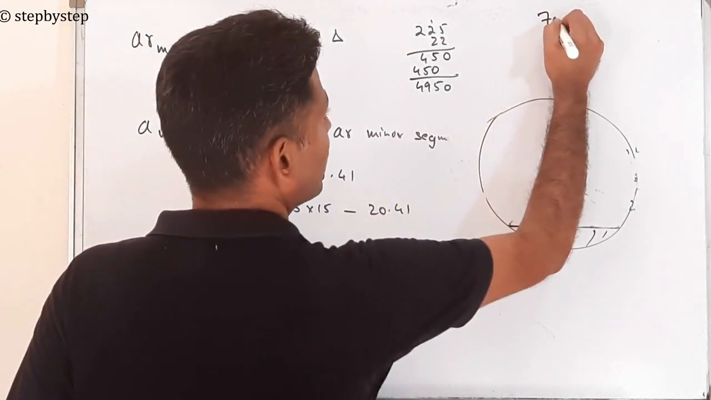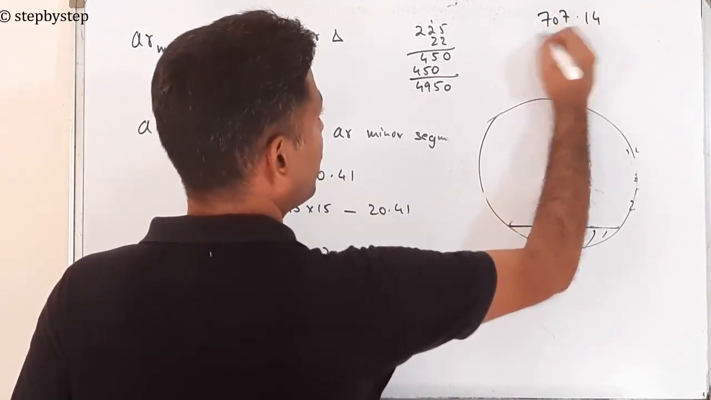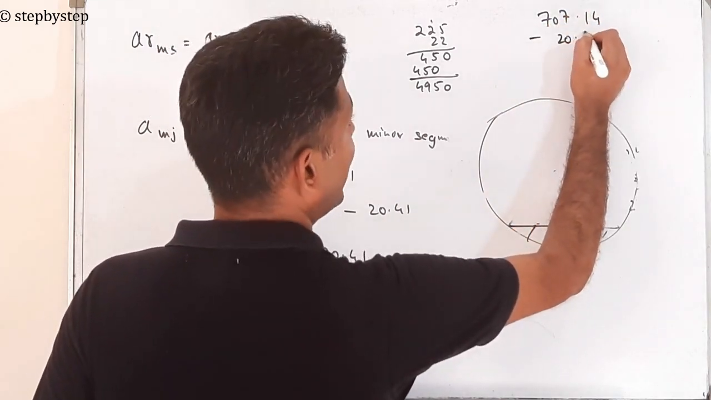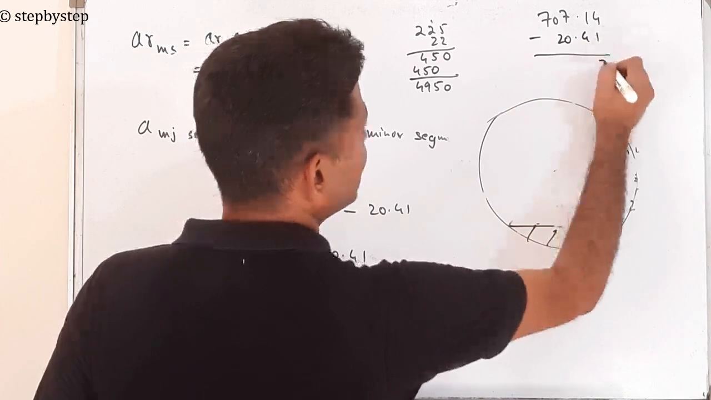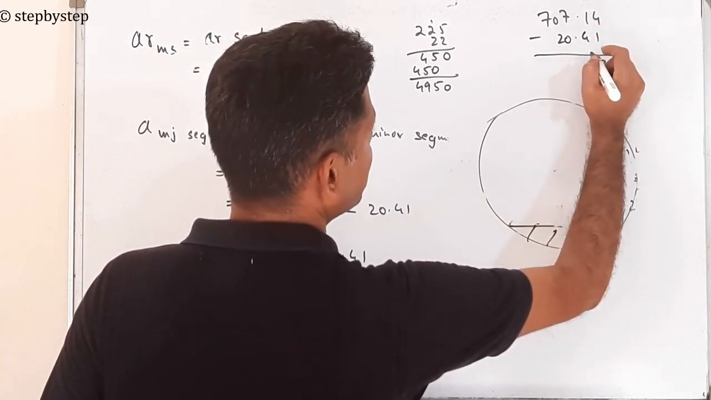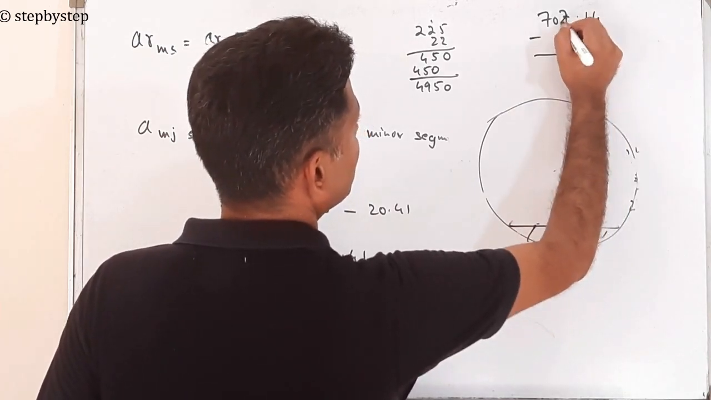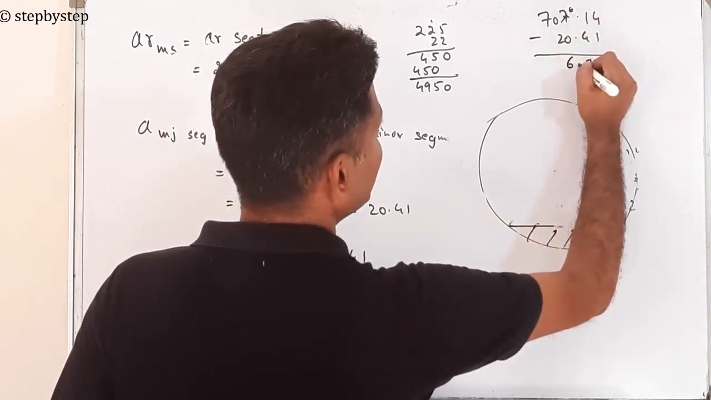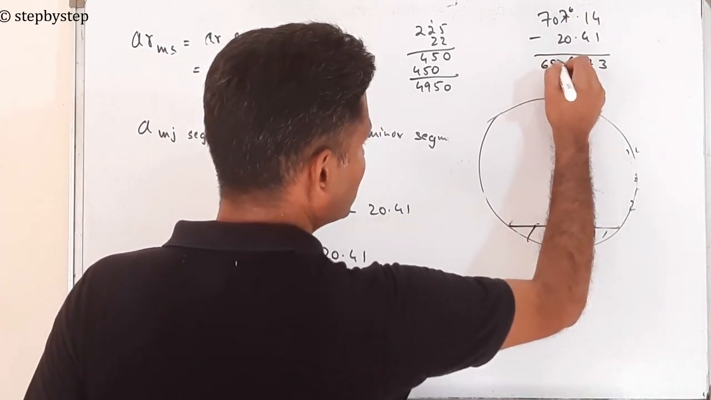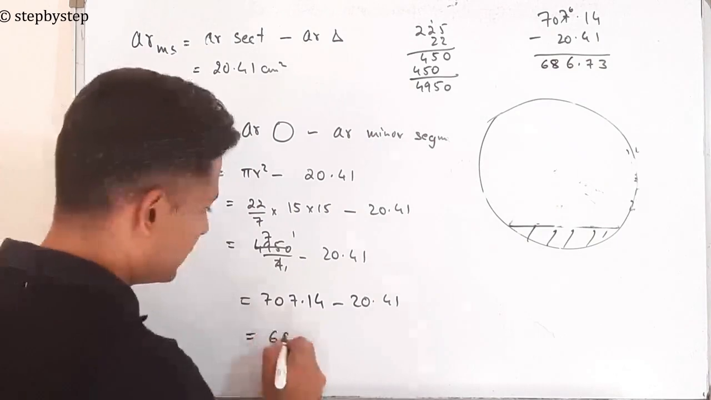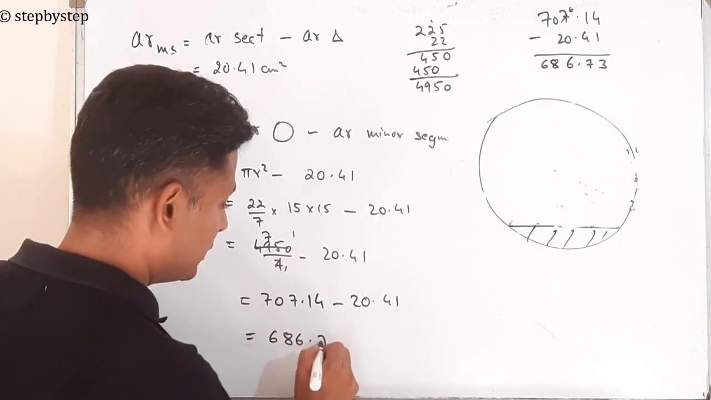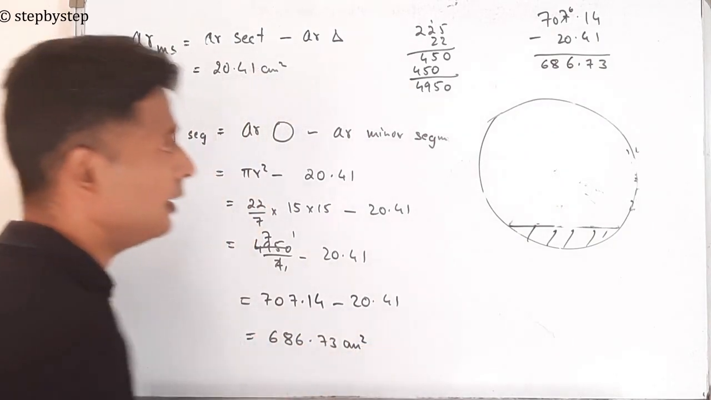So 707.14 minus 20.41. 4 minus 1, 3. 11 minus 4, 7. This would have become 6. So here we get 6. And 70 minus 2, 68. So the answer is 686.73 centimeter square.